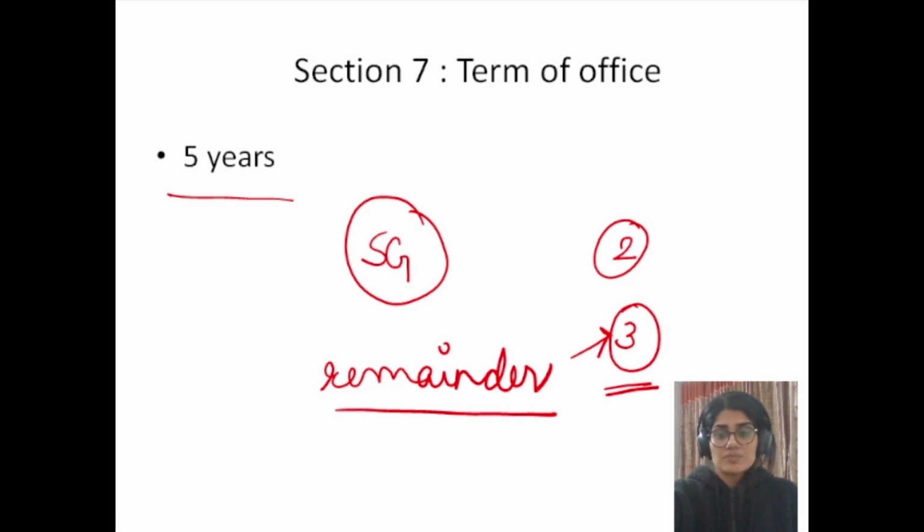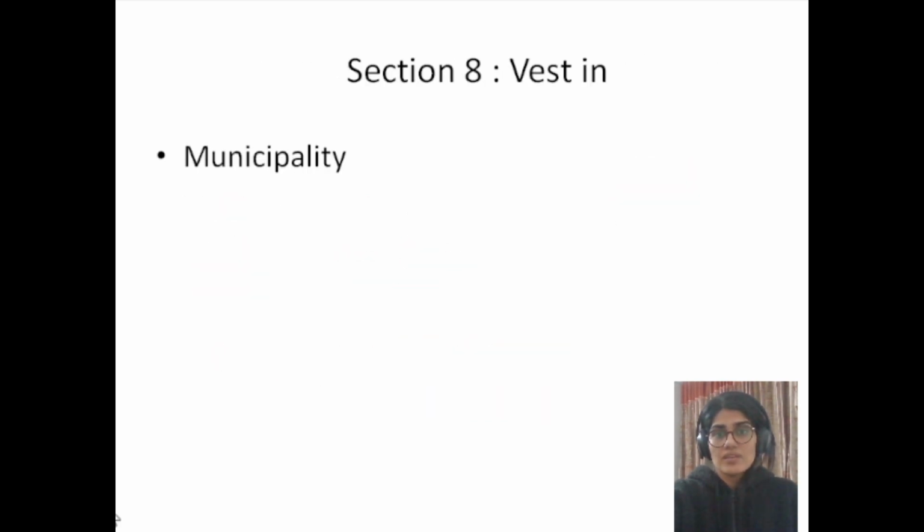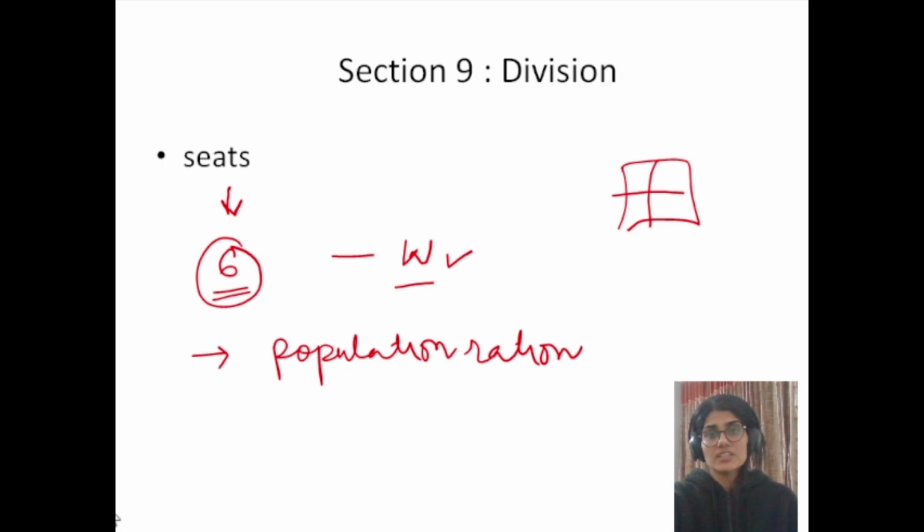Section number 8 is about the government vesting in the municipalities through their chairmen, and section number 9 is about how the wards are going to be divided. So this is it for today.